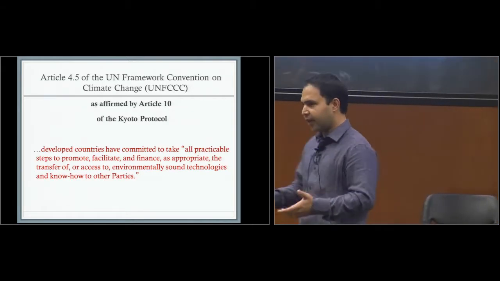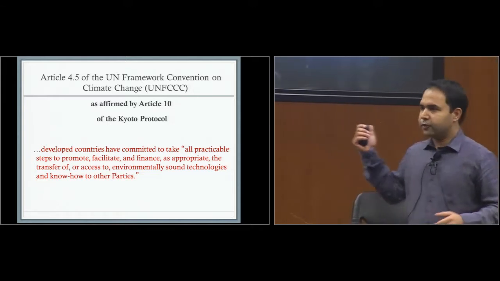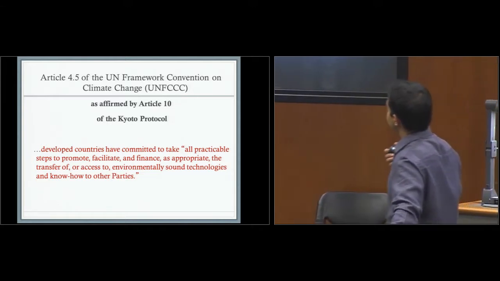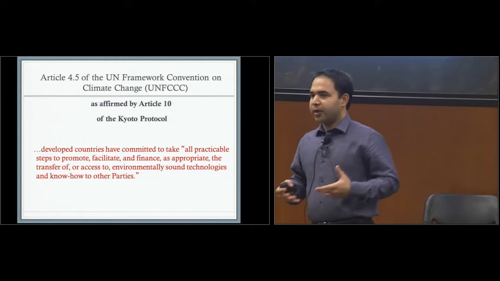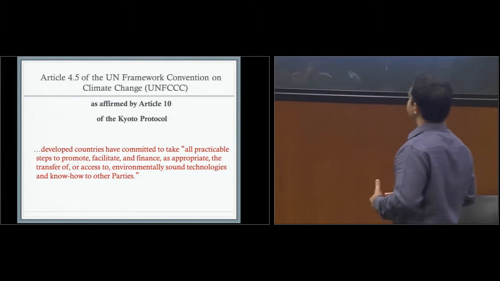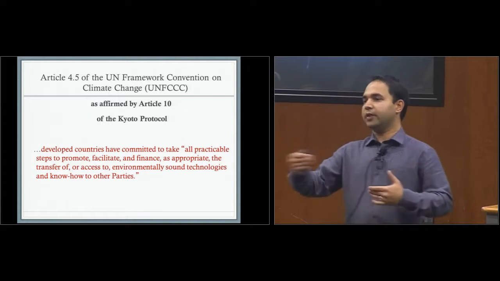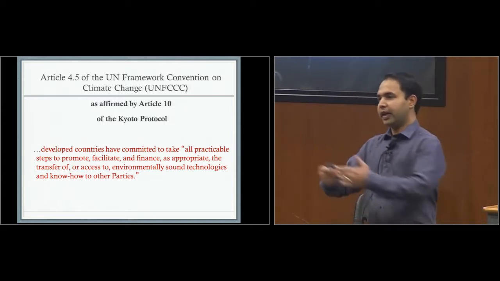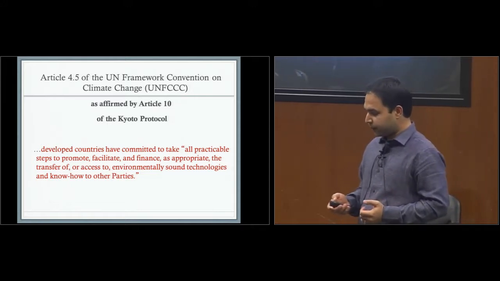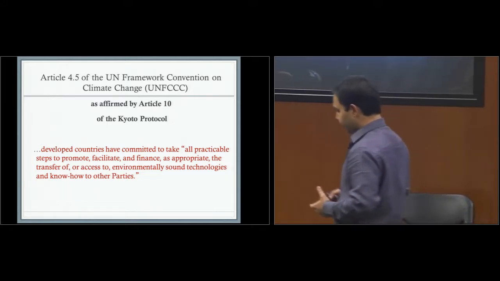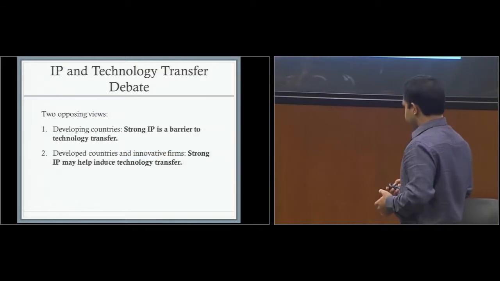So let's now get into the content. Article 4.5 from the UNFCCC, the United Nations Framework Convention on Climate Change, speaks directly about technology transfer, and it says that developed countries recognize the need for technology and will do everything to have that technology and the associated know-how transferred to developing countries. Right? This is in the document, and it's there because it's so fundamentally important.